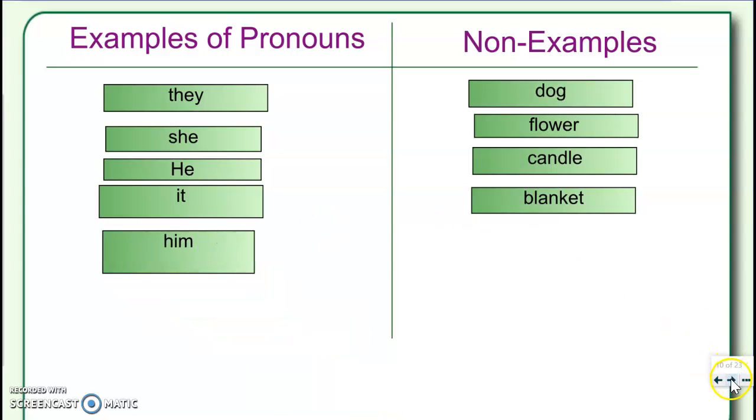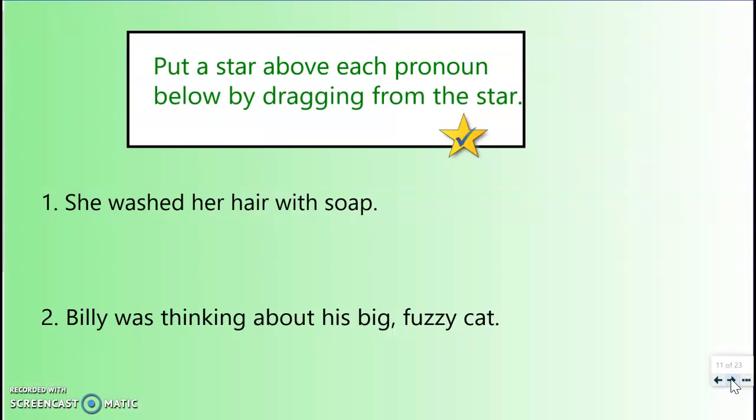Okay? Let's take a look at some of our sentences. We're going to put a star above each pronoun below by dragging from the star. Now remember, I'll read the sentence to you. Pause the video and see if you can find the pronoun, and then you can check your answer. Number 1 says, she washed her hair with soap. There is one pronoun in that sentence. The pronoun is she. Good job.